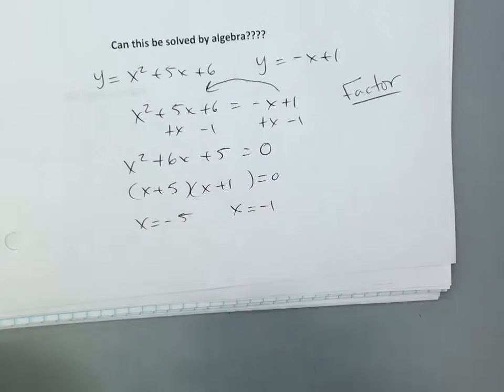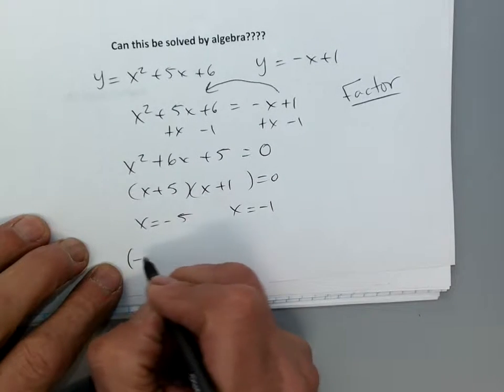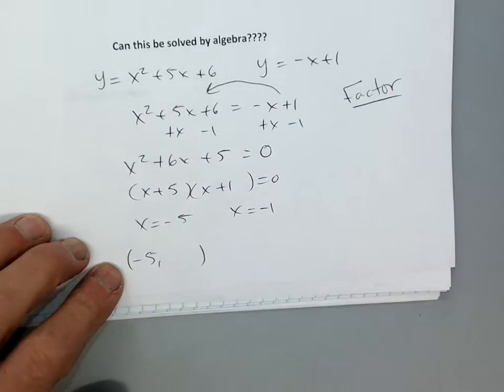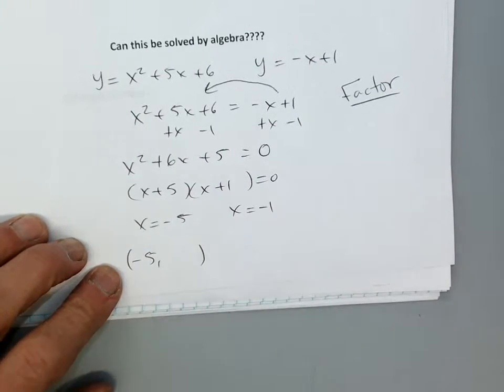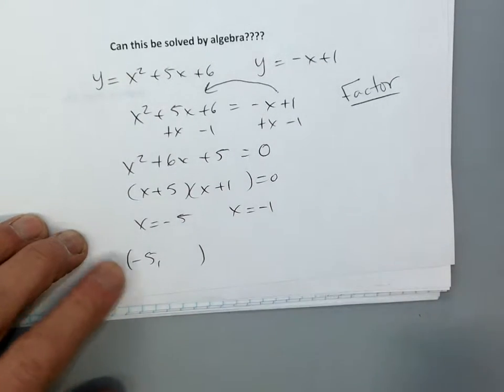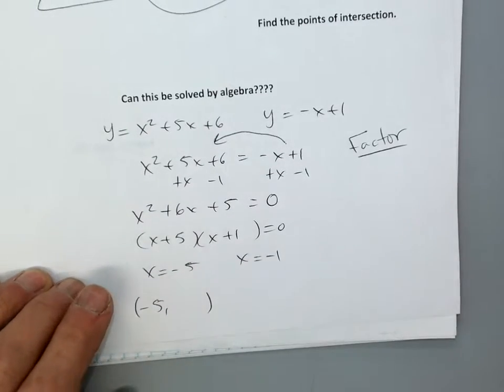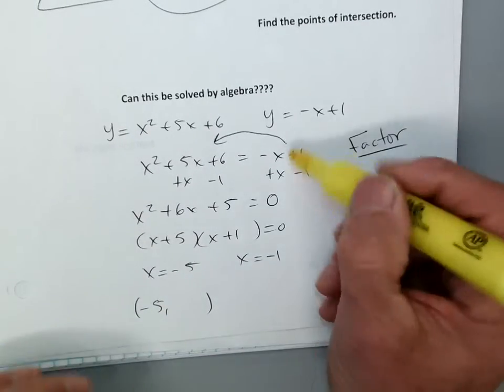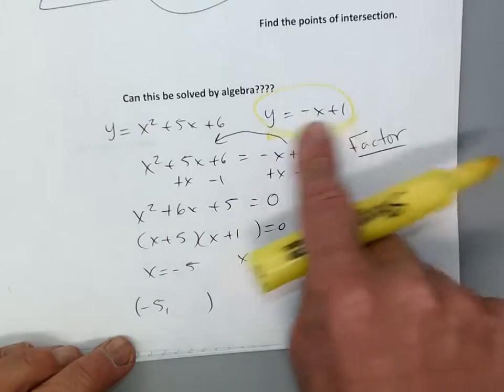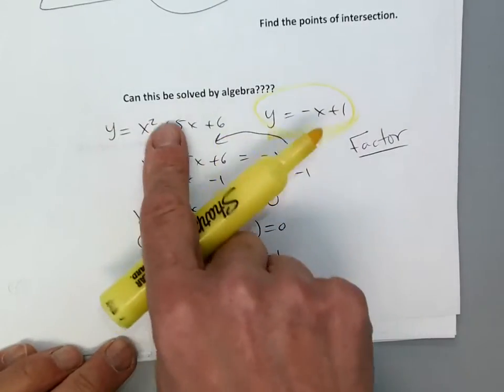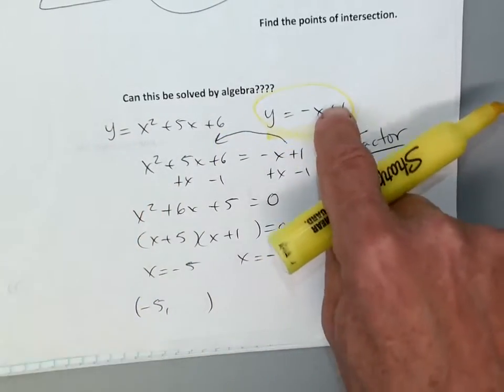Yeah, plug it in. So one of my answers is going to be negative 5 something, right? So let's take the negative 5. You can plug it into either equation. Well, personally, I think this one looks easier. You guys agree that one looks easier? Either equation, plug it in here for x or here. Both work.